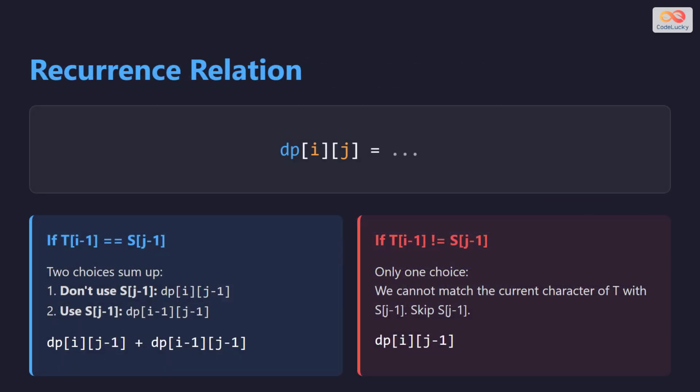Here is the math behind filling our table. If the current characters match, the number of ways is the sum of 2 values: the value from the diagonal, representing using the character, and the value from the left, representing skipping the character. If they don't match, we simply carry over the value from the left, meaning we must skip the source character.